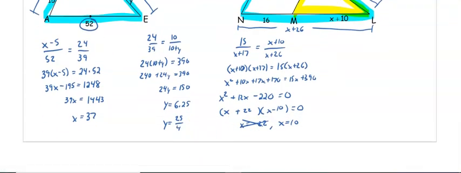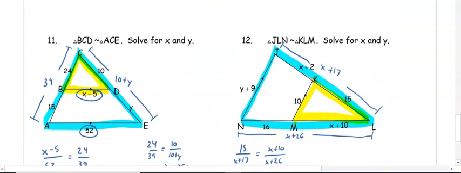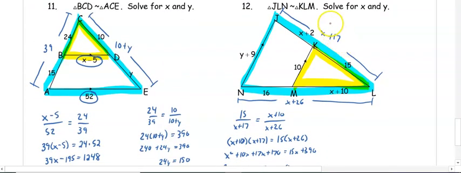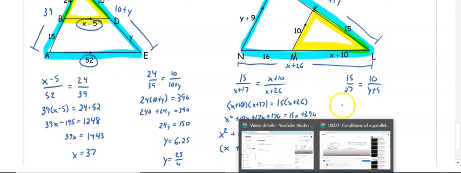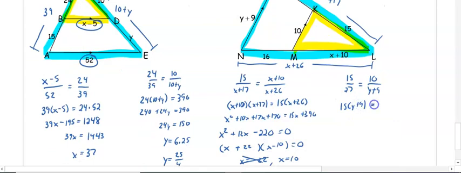So in order to solve for Y, I do have to substitute the 10 into one of the sides. So I'm going to do the top side. 10 plus 17 gives us 27. So when I go to set up my proportion here, I would have 15 over 27 equals our side length here of 10 over Y plus 9. So as we cross multiply, 15 times Y plus 9 equals 27 times 10. 15Y plus 135 equals 270. We can subtract 135. 15Y equals 135. Divide, and Y is 9.